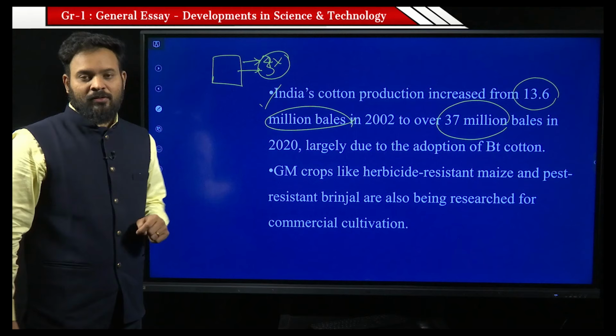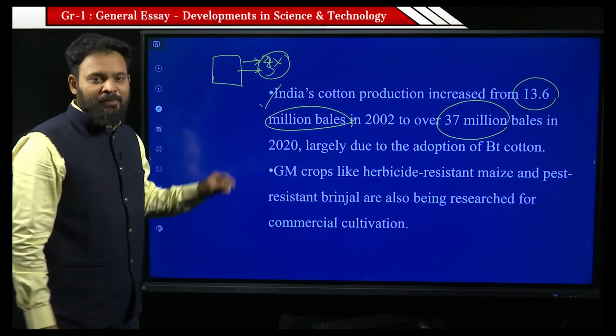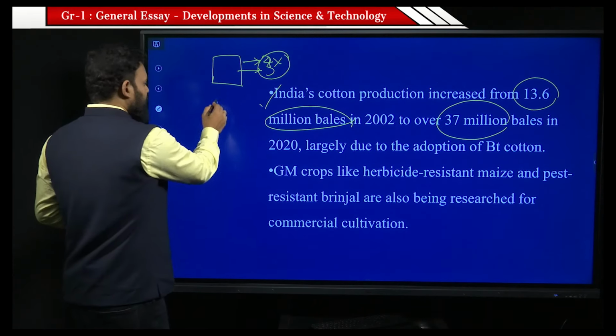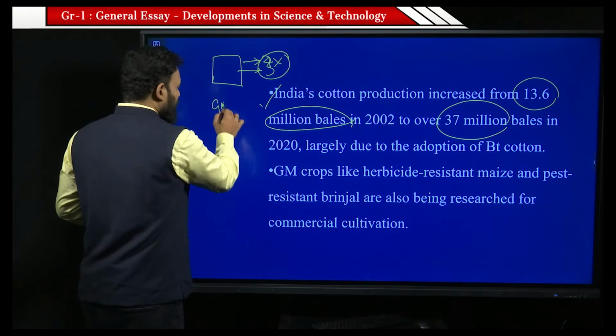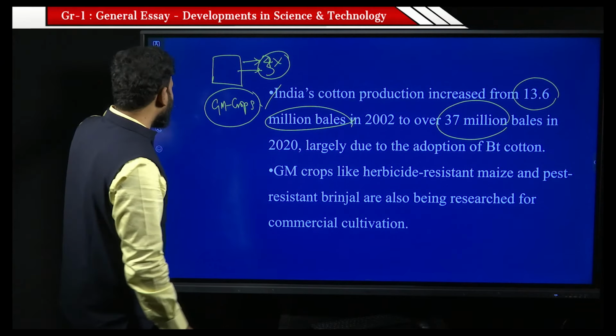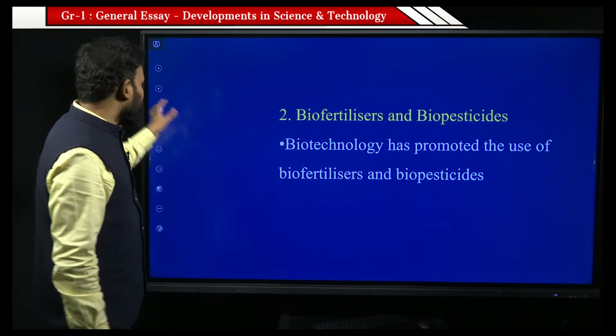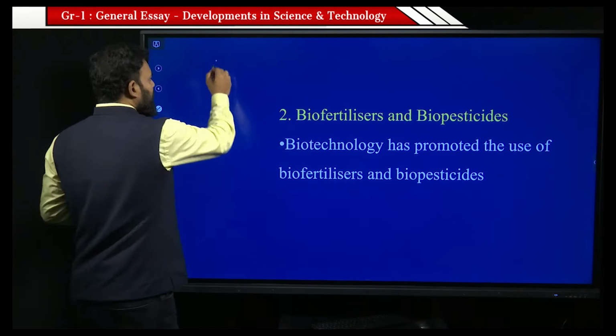That is how biotechnology is helping in creating new genetically modified crops. These crops have helped in increasing production. This is the first point. Let's see the other points. GM crops also have the potential not only to increase the productivity but also to make these plants climate resilient or climate resistant.